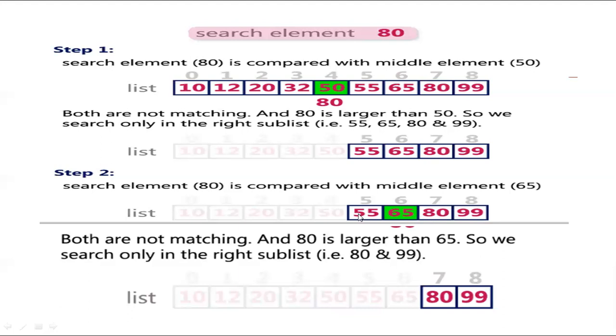Clear? Here top equals 5, bottom equals 6. 5 plus 6, all of you. So 65 is less than the search element. Leave this array. Then 80 and 99. Here 7 plus 8, 15 by 2 equals 7. Clear? The value at the 7th location equals 80. Both are equal.